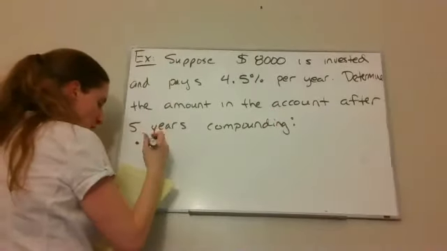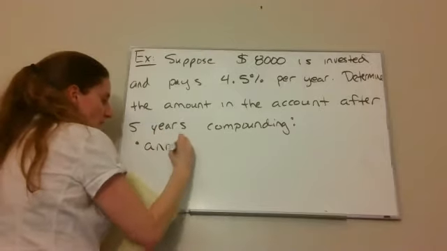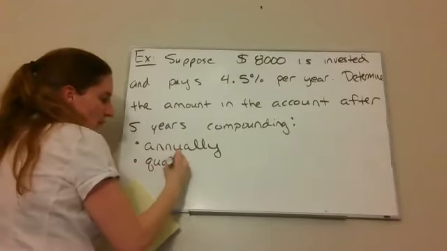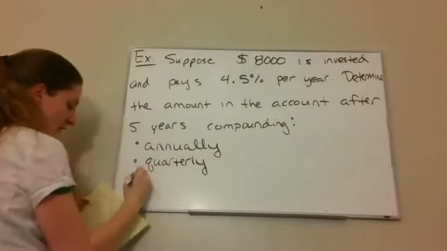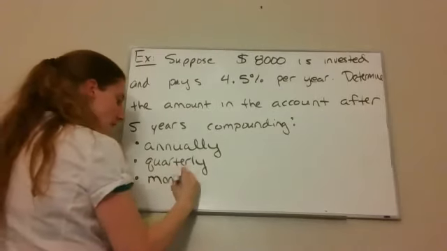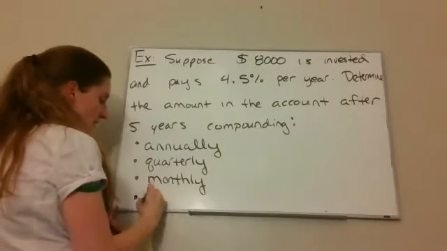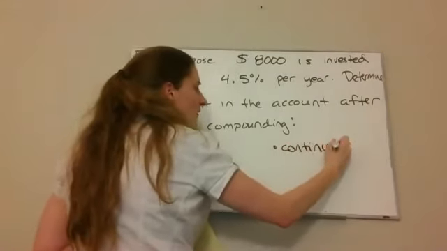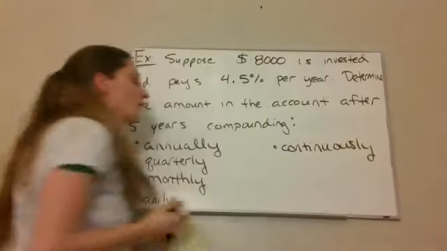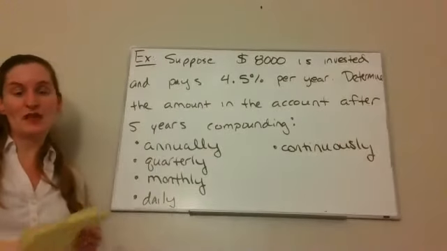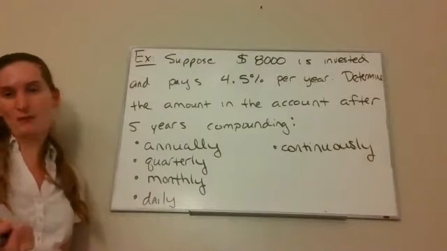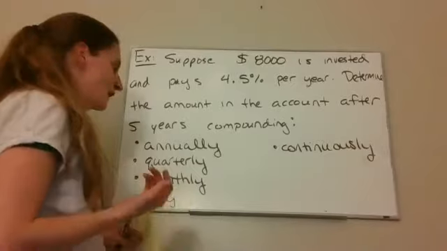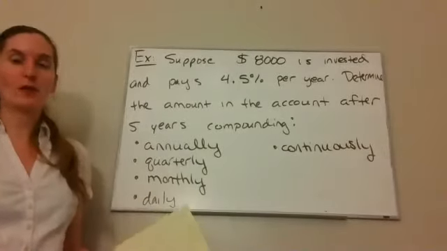First, we're going to do annually. Then we're going to do quarterly, monthly, daily, and then lastly, continuously. So we're going to do this problem with 5 different kinds of compounding. So we're going to have basically 5 examples in one. So before we go ahead and calculate this, let's think about what all the variables in our formulas are going to be.